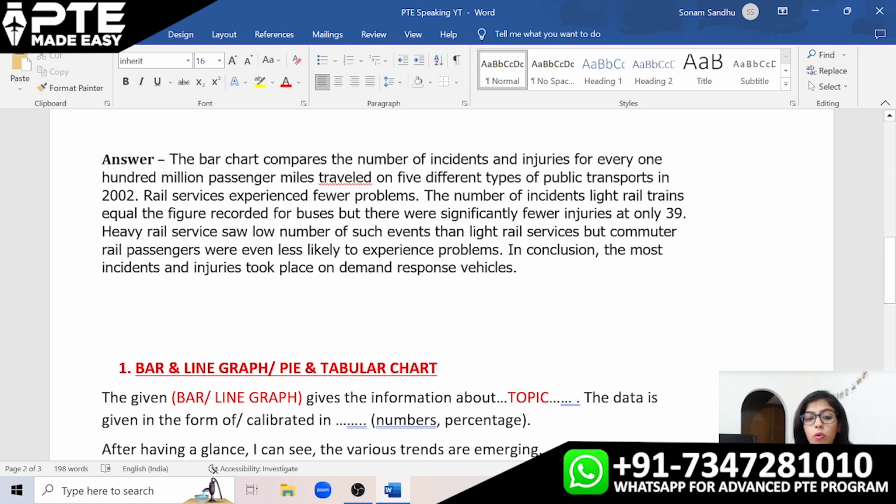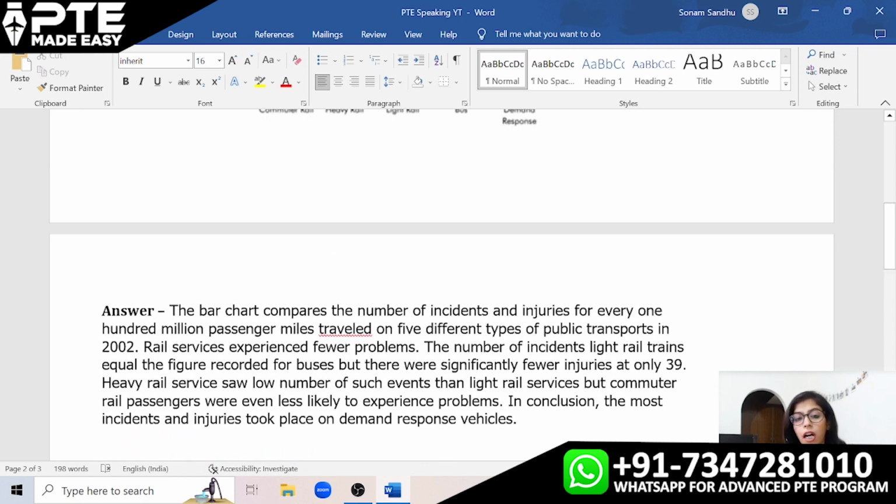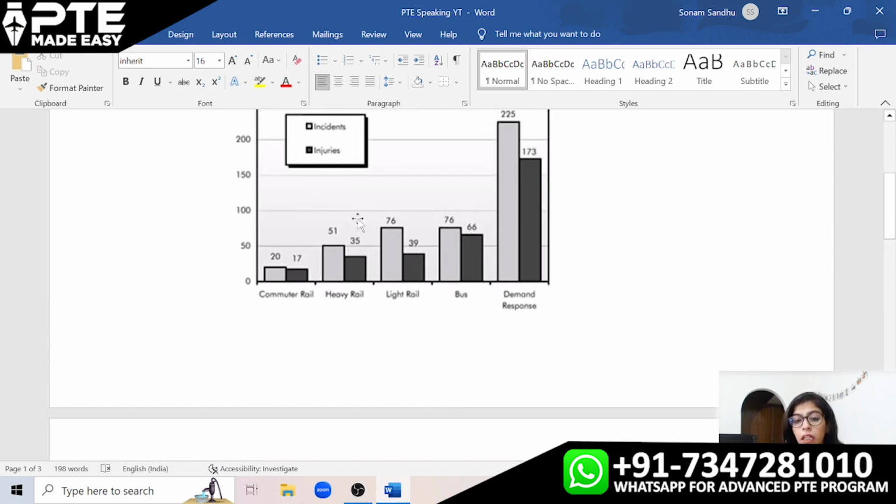In conclusion, the most incidents and injuries took place on demand response vehicles. Now they are talking about the last one, demand response vehicles. So this is also one type, demand response vehicles.